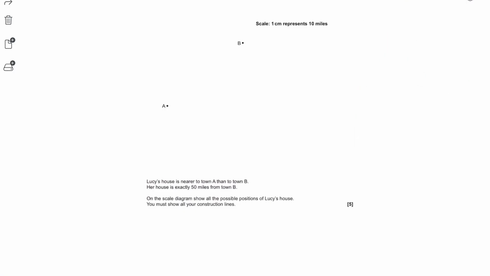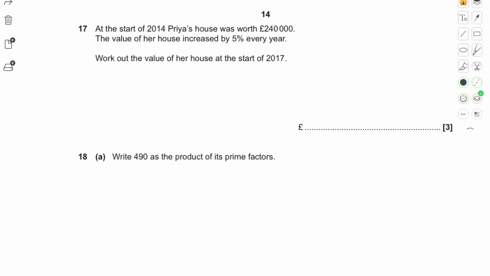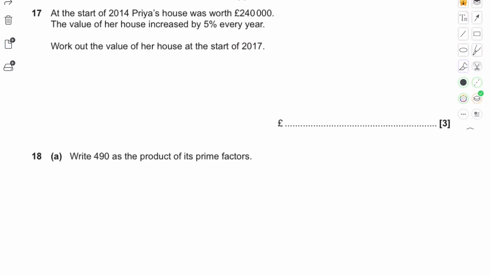The scale diagram shows the positions of towns A and B. So for this question, 1 centimeter represents 10 miles. So 50 miles would be 5 centimeters. Draw an arc with a radius of 5 centimeters from B. Then you'd measure the distance from A and B. You'd half that and draw a perpendicular line parallel to the line that we just drew. And then you'd shade in the overlapped region.